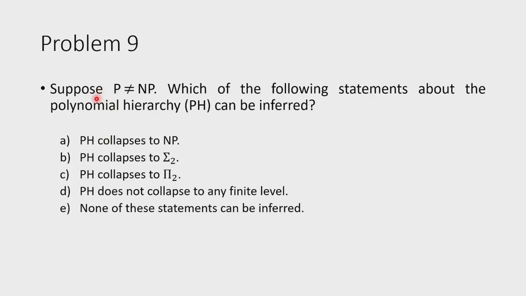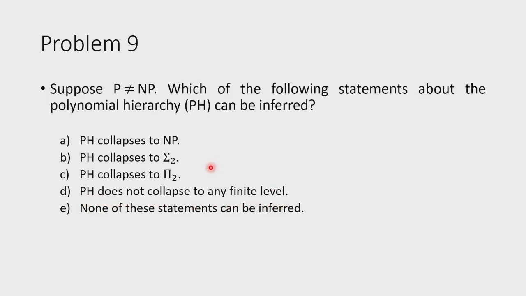The next problem is, suppose P is not equal to NP. Then which of the following statements about the polynomial hierarchy, or PH, can be inferred? The options are: PH collapses to NP, PH collapses to sigma 2, PH collapses to pi 2, PH does not collapse to any finite level, and none of the statements can be inferred. Does anyone know the answer, or would you like to guess? I don't know the logic, but my intuition says that the answer D is probably correct, that it will not collapse at any level if P is not equal to NP.